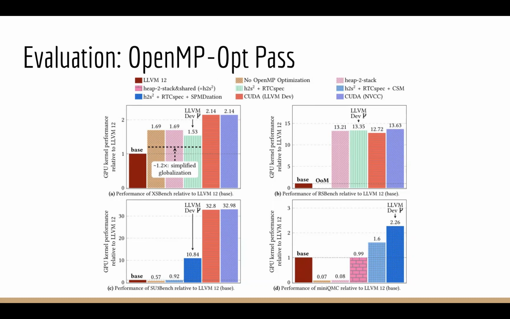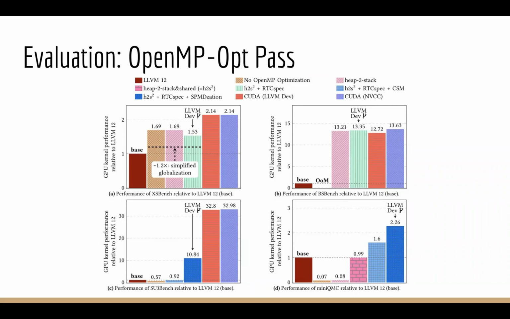On the far right of these graphs, where applicable, we have the equivalent performance for the CUDA version. And you can see in many cases, we begin closing the gap between the OpenMP and CUDA versions of these mini apps simply by applying our OpenMP optimizations.